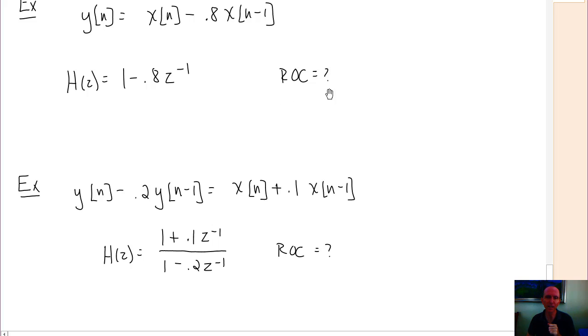Notice that in each of these cases, I have put a question mark next to the region of convergence. It turns out that from the difference equation, we can get H of z, but we can't get the region of convergence without more information. Generally, people assume that the system is causal, and if it's causal, then we could determine the region of convergence. But if we don't assume that, we can't find the region of convergence yet, and so that's why I'm leaving it unknown for the moment. We'll talk about what stability and causality mean in future videos.